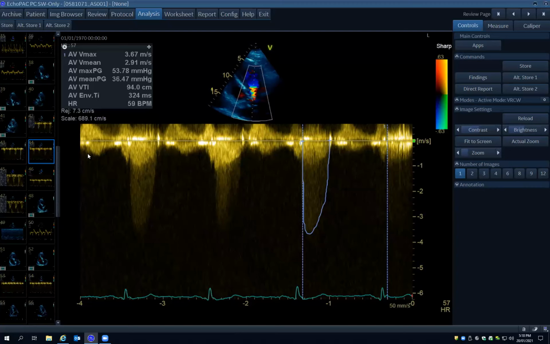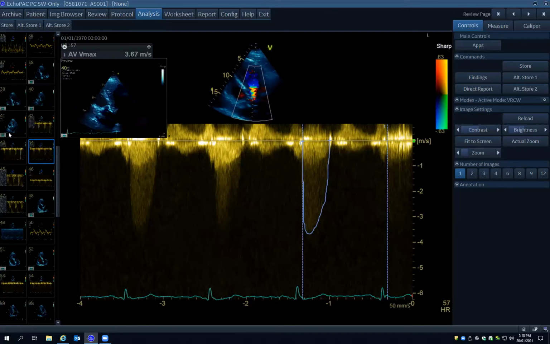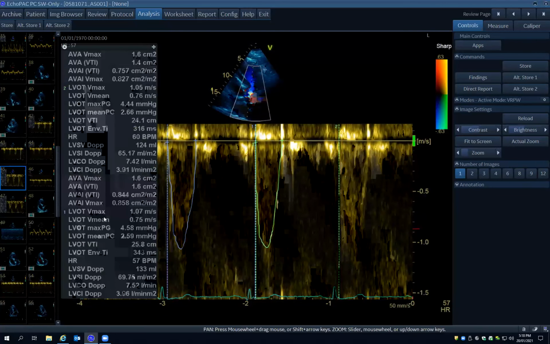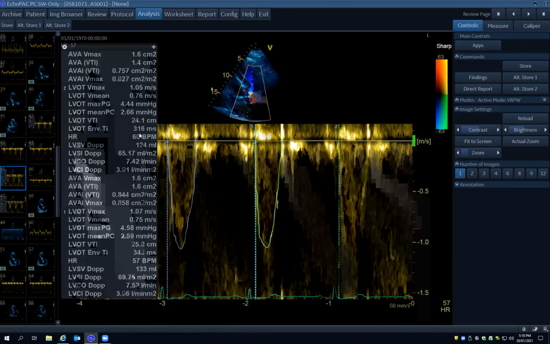The other thing I always check, even if your EF is preserved, is your LVOT VTI. So your LVOT trace, for 2 reasons. So one being that low LVOT VTI, so traditionally LVOT VTI is less than 15, should alert you to low gradient aortic stenosis. That's not the case here. We've got VTIs of about 24.